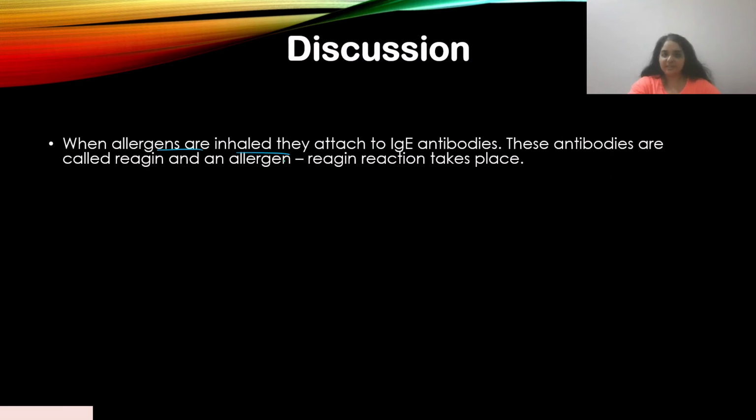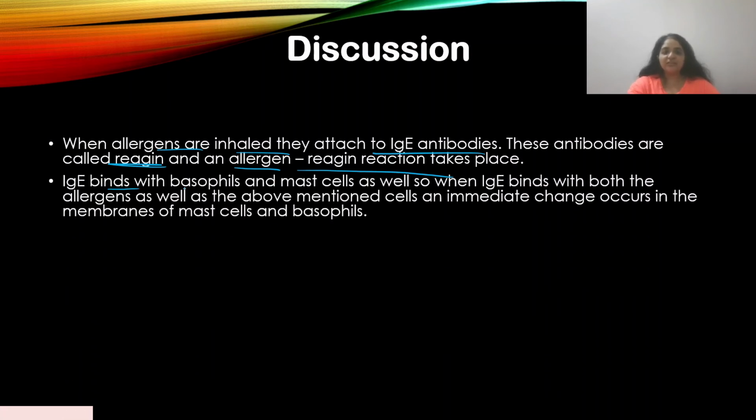When allergens are inhaled, they attach to IgE antibodies. People that have a large amount of IgE antibodies are generally prone to asthmatic attacks. Now how does this work? When allergens like seasonal pollen, or any allergen a particular person is allergic to, are inhaled, the allergen behaves like an antigen. The person inhales pollen grains and is allergic to them, and they attach to the IgE antibodies. These antibodies are called reagin. An allergen-reagin reaction takes place.